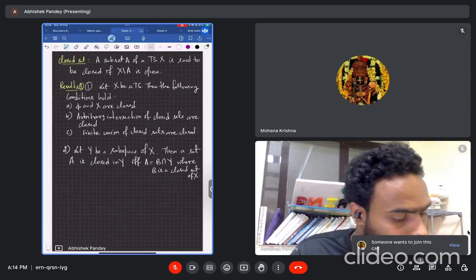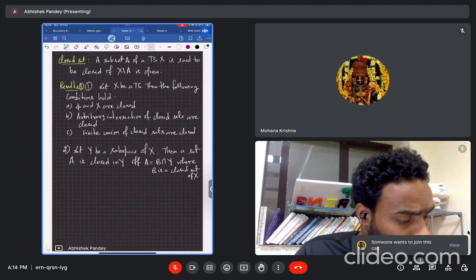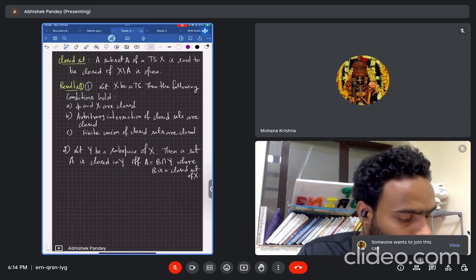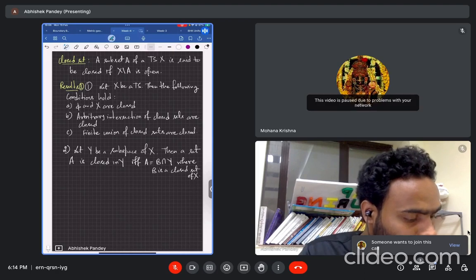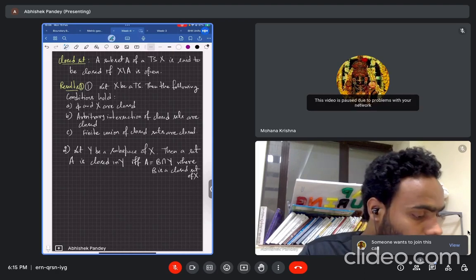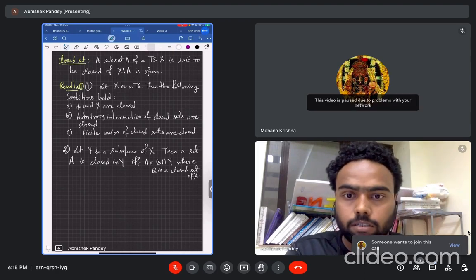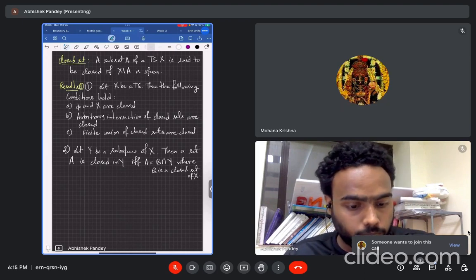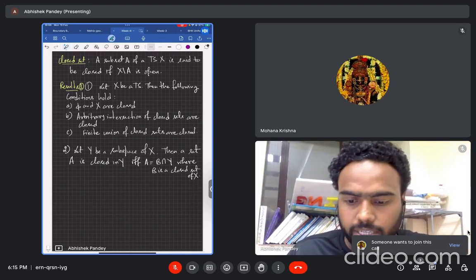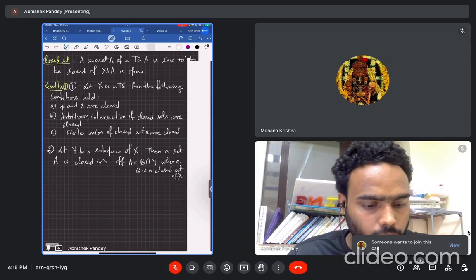The second thing is, let Y be a subspace of X. Then a set A is closed in Y if and only if A can be written as B intersection Y, where B is a closed set of X. Okay. So I am just recalling the basic facts before solving the problem.